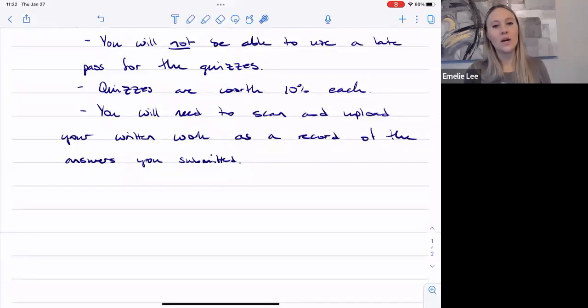Uploading your work is really just in case something happens. Then I can say, okay, well, they submitted this work within 10 minutes of doing the quiz. Seems reasonable that I can take those answers and apply them to the quiz and still give you marks. So it's really just for you to safeguard those marks.